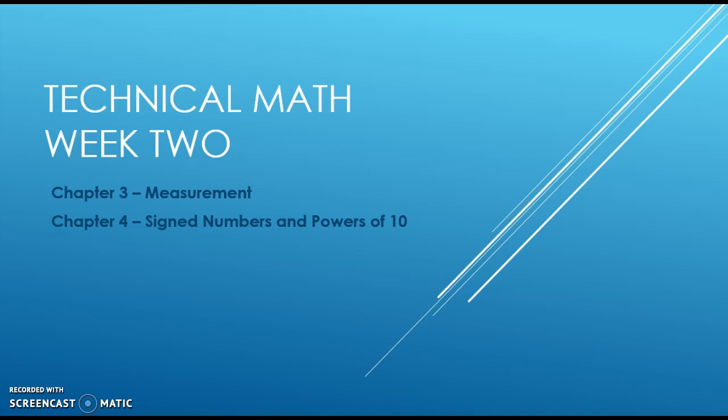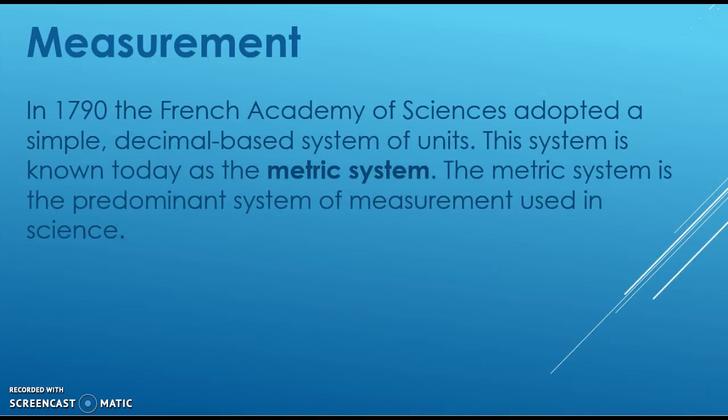So the first chapter we're covering this week is chapter 3, and it's all about measurement. This is just a little blurb that I found about the history of the metric system. The metric system is what we're going to focus on at the beginning of this chapter. The main reason for its use is that it's the system used in science. So it's kind of the universal language of science, and because of that, we're going to use it a lot in any of the medical fields. That's what you're going to see most often.